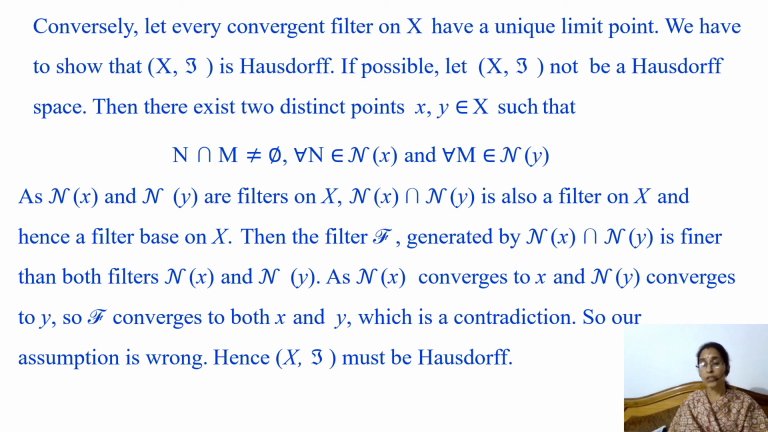That means F converges to both points x and y, which is a contradiction, as we have assumed that every filter converges to a unique limit point. And so our assumption is wrong. Hence, (X, τ) must be Hausdorff.